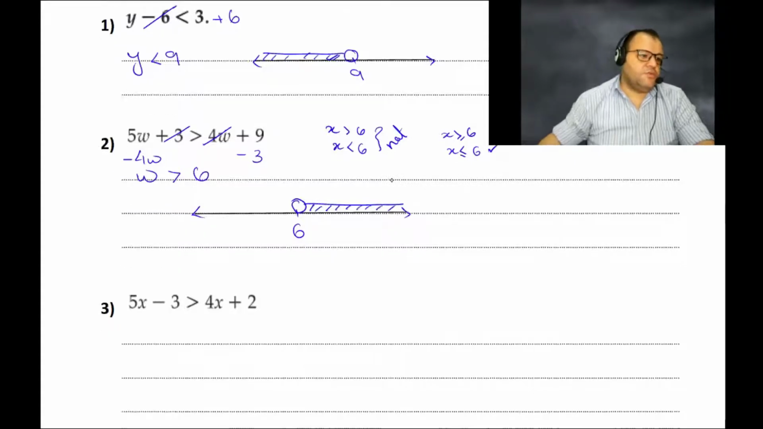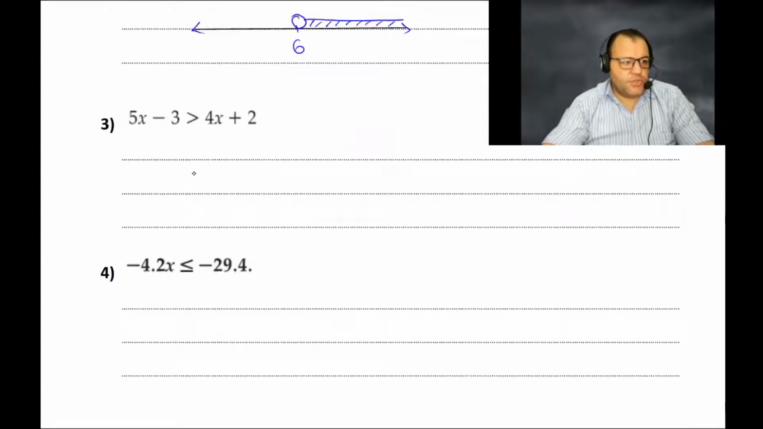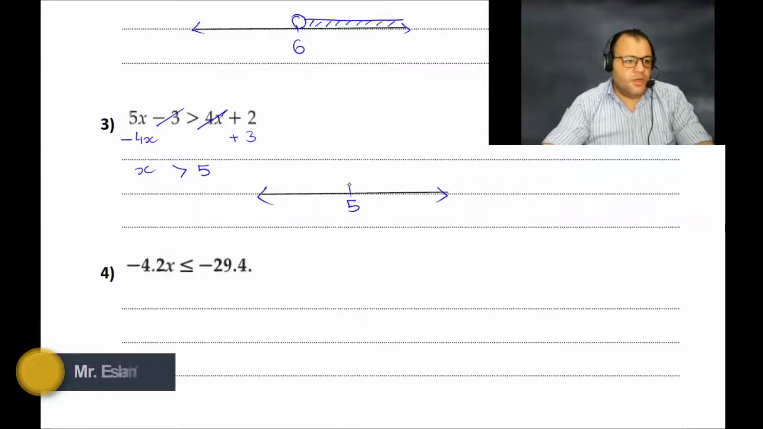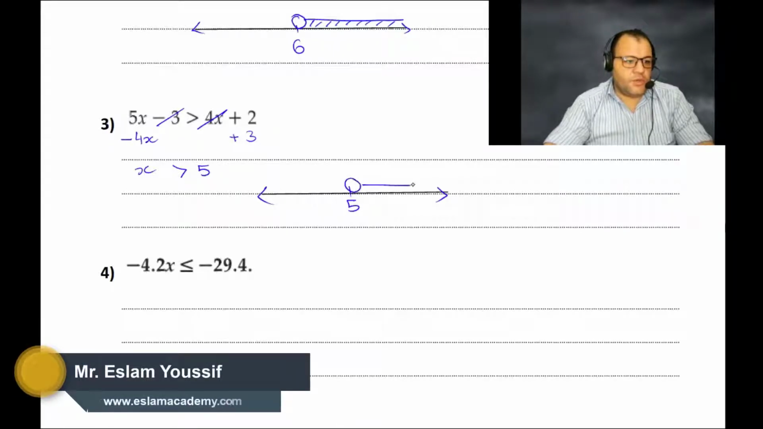That's all. So for number 3, we need to solve it the same way. Minus 4x, and then add 3 to the other side. So x is greater than 5. That is the line. Now is 5 included or not included? Not included. It is not included as the solution, so we are going to the right.